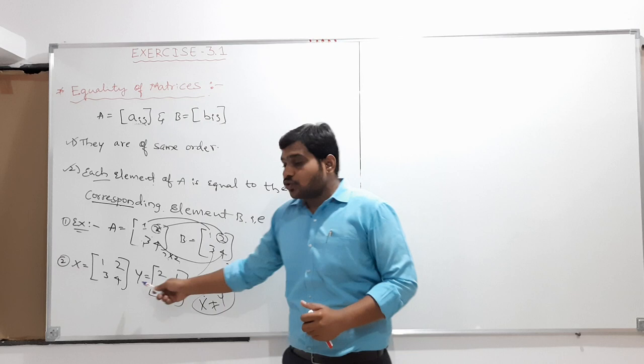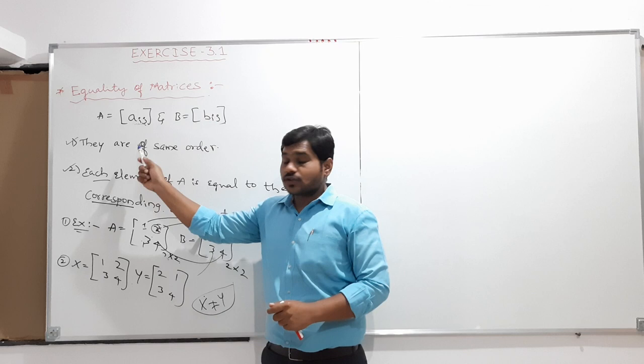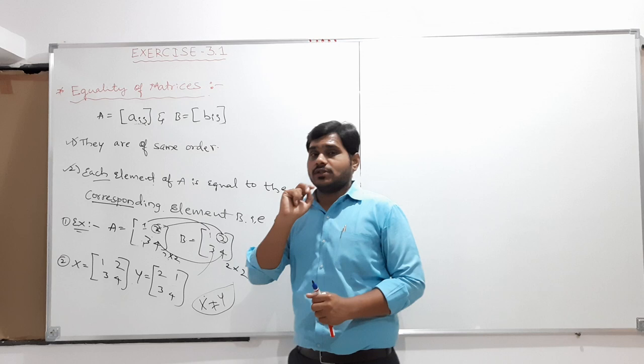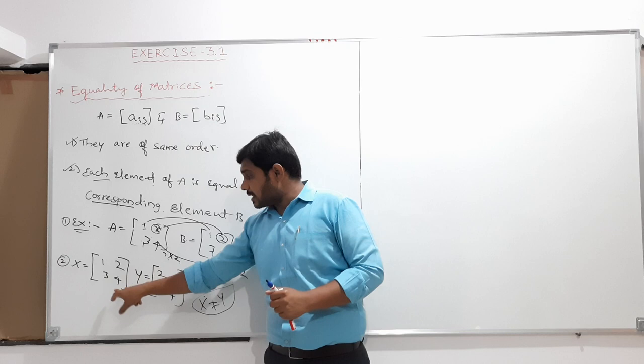These two matrices are not equal. To say that any two matrices are equal, they should satisfy two conditions. What is the first condition? They are of the same order. Obviously, the order of this matrix is 2 cross 2 and the order of this matrix is also 2 cross 2. The first condition is satisfied.